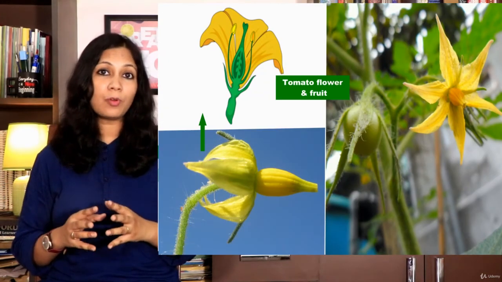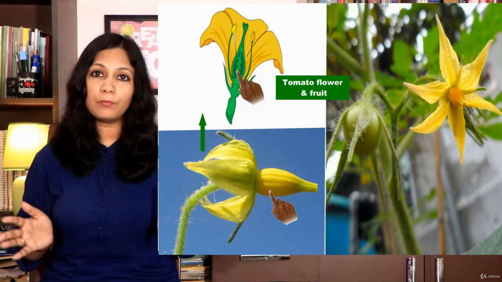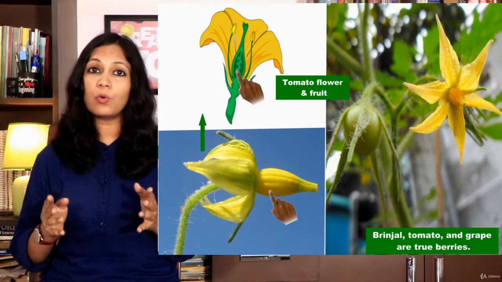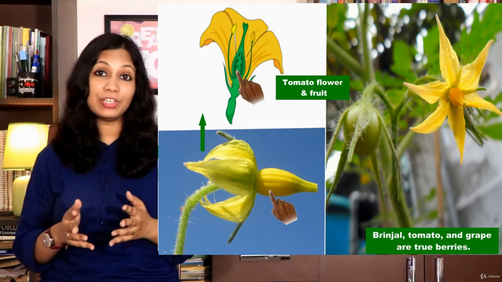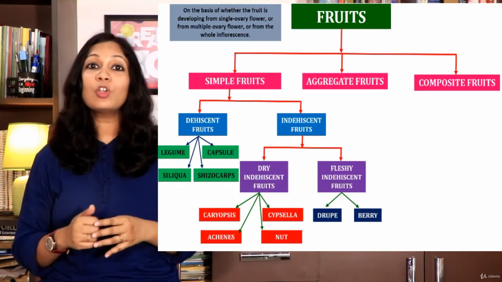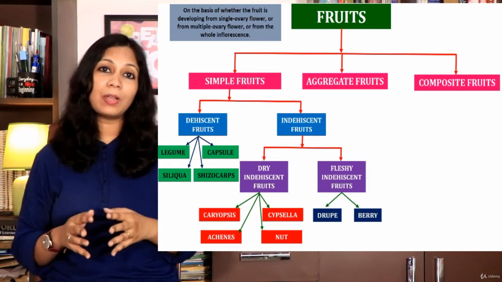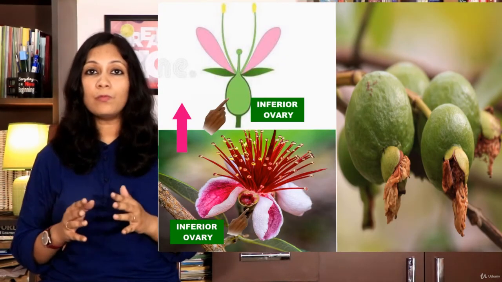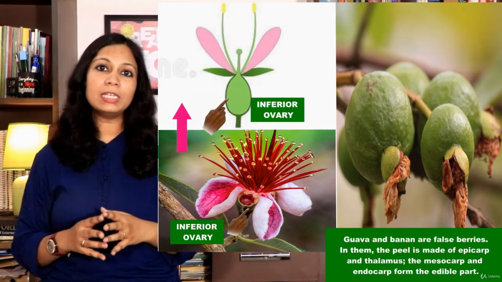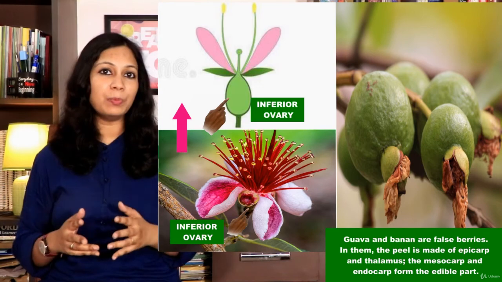If such fruits are developed from a superior ovary, that is, when the ovary lies above the attachment of all other floral parts, then it is called a true berry, like in brinjal, tomato and grape. Surprised to hear that these are actually berries? In fact, most of the fruits which we call berries are aggregate fruits. If the fruit developed from an inferior ovary, then it is called a false berry, like in banana and guava. In them, the peel is made of epicarp and thalamus. The mesocarp and endocarp form the edible part.